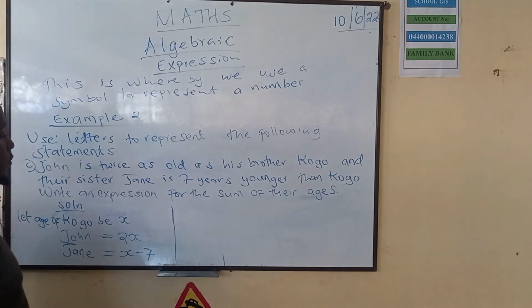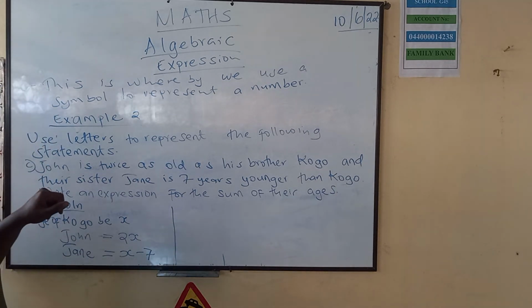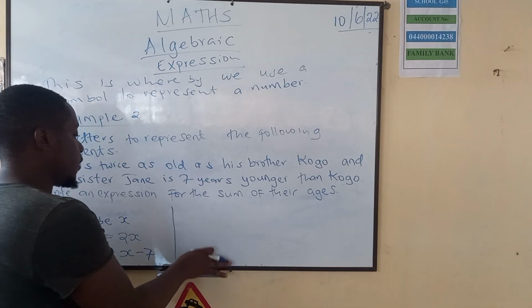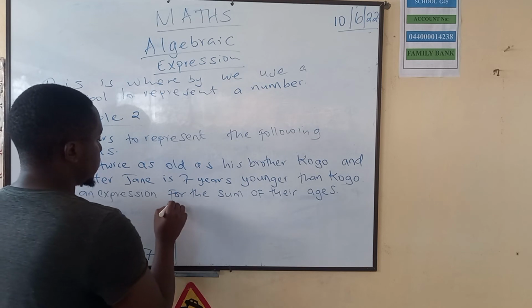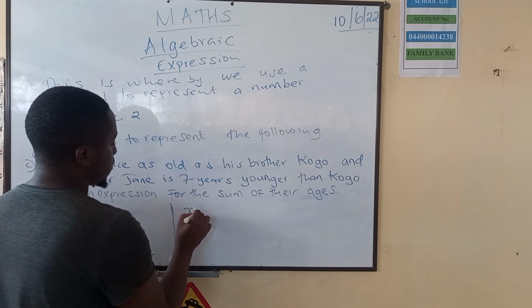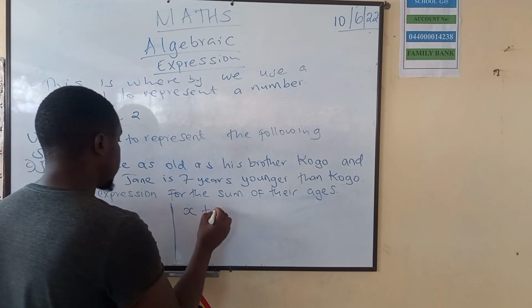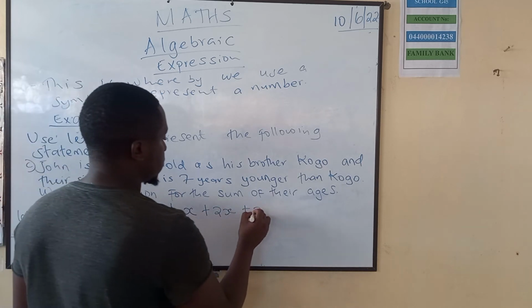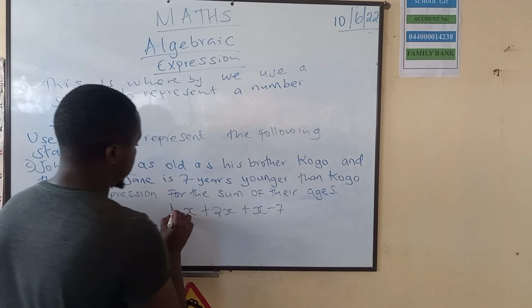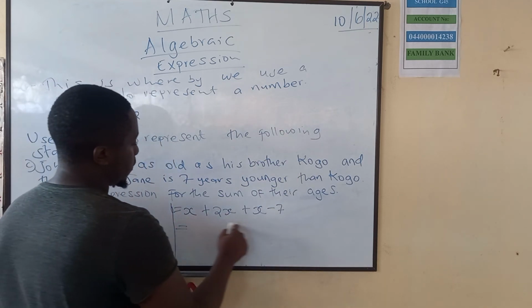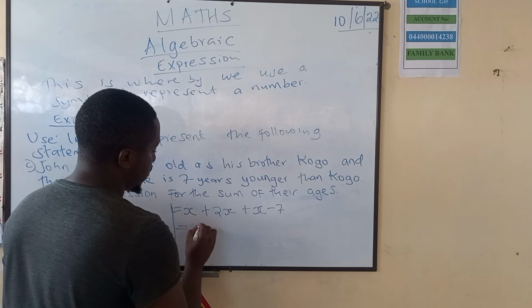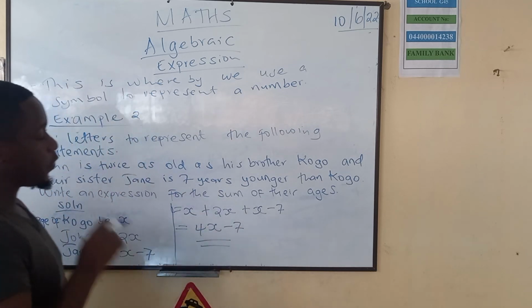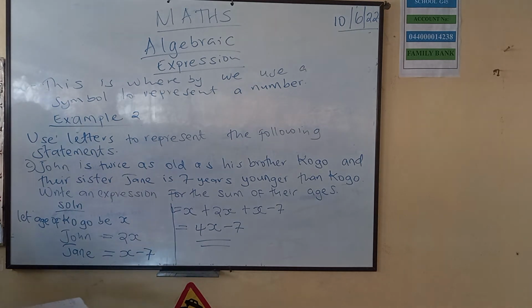Let's finish up with the question. The question further asks us to write an expression for the sum of the ages. So the age of Kogo is x, plus that of John is 2x, plus that of Jane is x minus 7. Now doing the sum here, we get 4x minus 7.